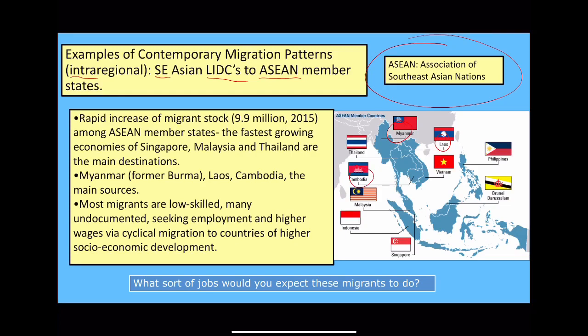So the sorts of jobs these people are doing, I mean, they're largely low skilled, they're often undocumented, meaning they haven't got an actual right to work necessarily, and they're seeking employment and they're looking for higher wages in these other countries. So what kind of jobs would you expect these people to do? They're low skilled and they don't have documentation. So have a bit of a think, what sorts of jobs might they end up doing?